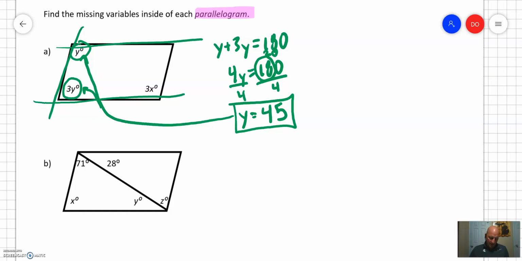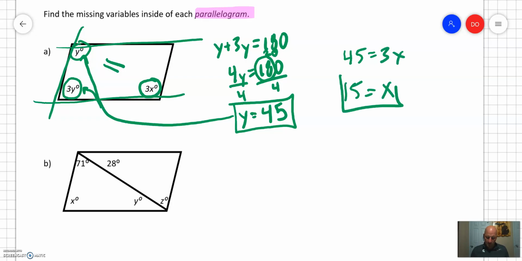And then in the end, we can also solve for what 3x is equivalent to. We know that opposite angles inside of a parallelogram are congruent. Therefore, 45, which is y, should be equal to 3x. And we solve for x, and we get x is 15. So knowing that the opposite angles are congruent and consecutive angles are supplementary can lead you to writing supplementary equations or equivalent equations.